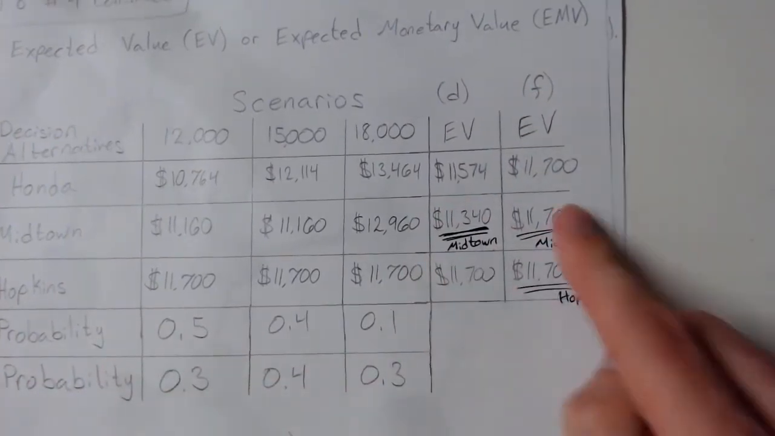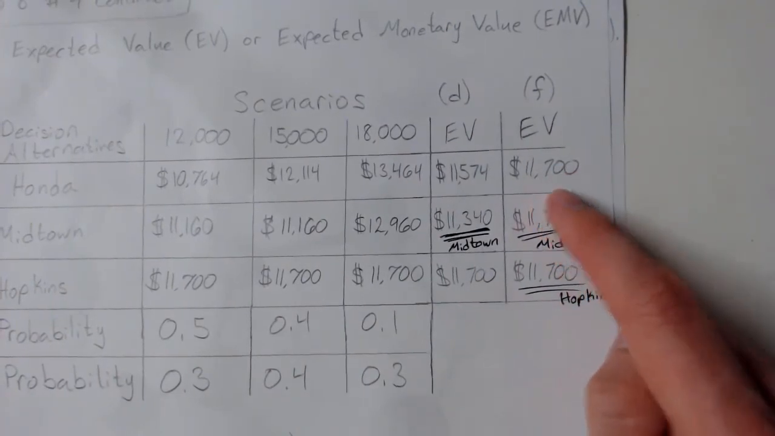And with these probabilities, I have two options. I don't think that's correct.